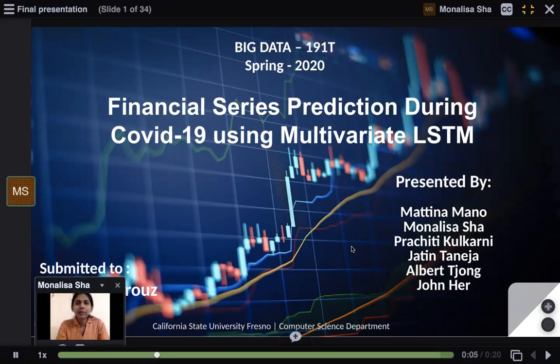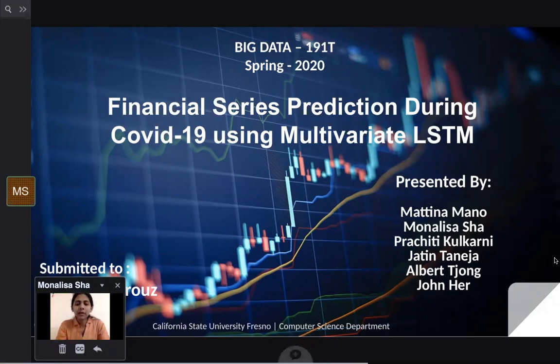Our topic for the presentation is financial series prediction during COVID-19 using multivariate LSTM. In simple words, we are analyzing the stock market to predict future trends. We are doing this project under the guidance of Dr. Piruz.